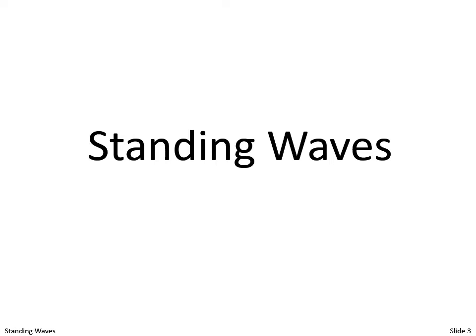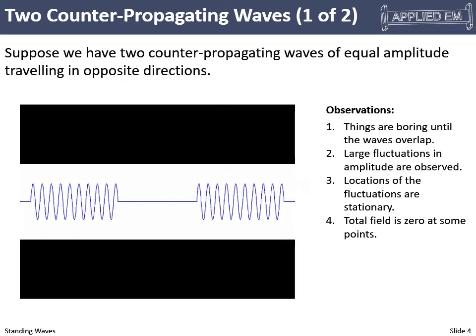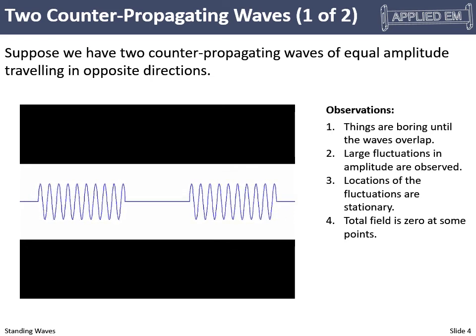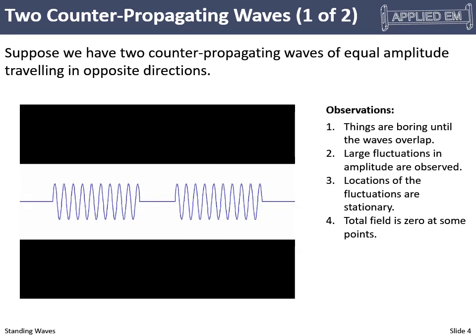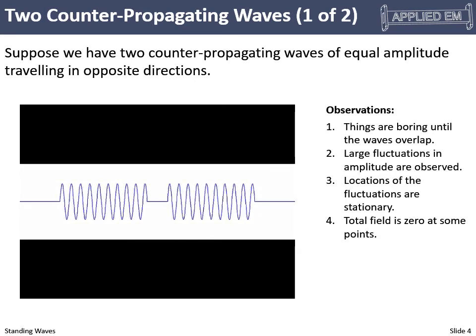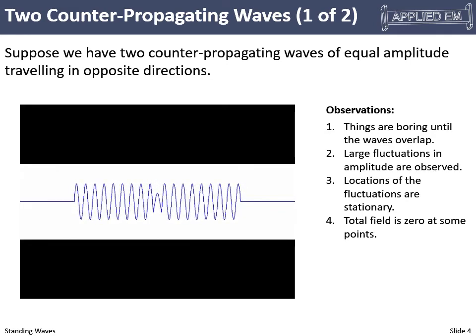Standing waves. So let's say we have two waves and they're traveling in opposite directions. So all that's happening here, we have two waves approaching each other, and all I'm doing here is adding them. And let's watch what happens, and they have equal amplitude.